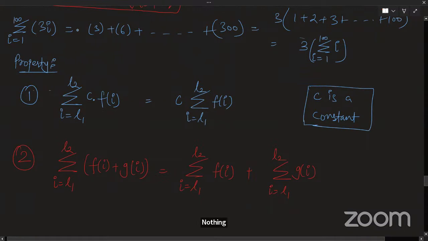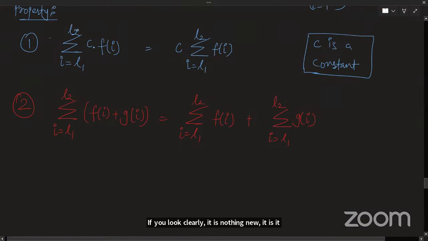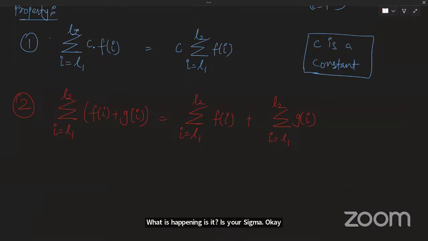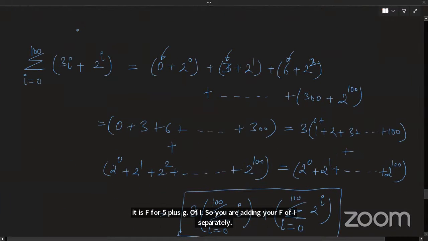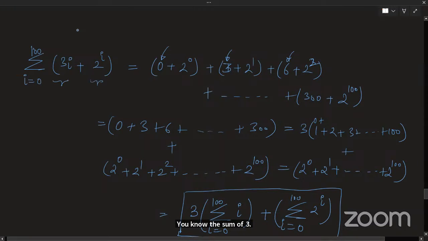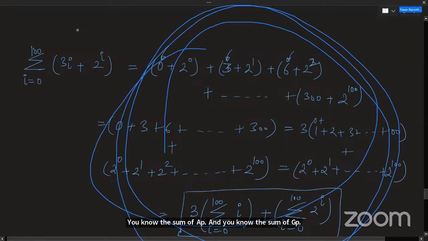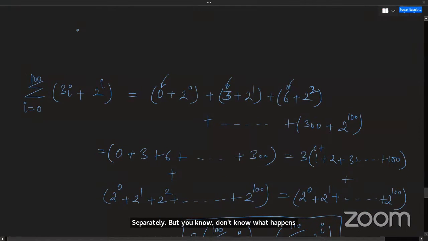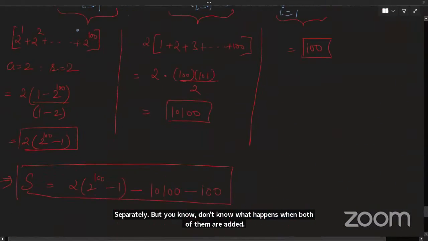If you look clearly at what is happening, it is your sigma of f of I plus g of I. You are adding f of I separately and g of I separately. Why we are doing it that way is because whenever you have something like 2 raised to 3I plus 2 raised to I, you can't add this and this together. You know the sum of 3I and you know the sum of 2 raised to I. You know the sum of AP and you know the sum of GP separately, but you don't know what happens when both of them are added. So that is why you are separating these two terms out and writing it in this way.